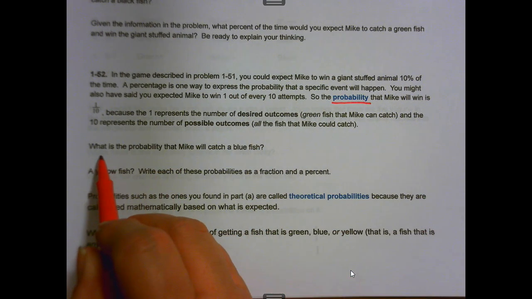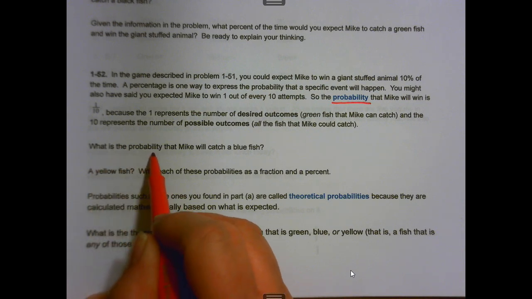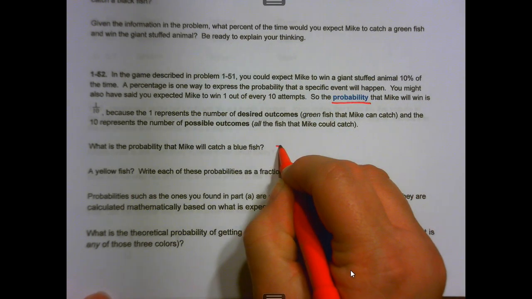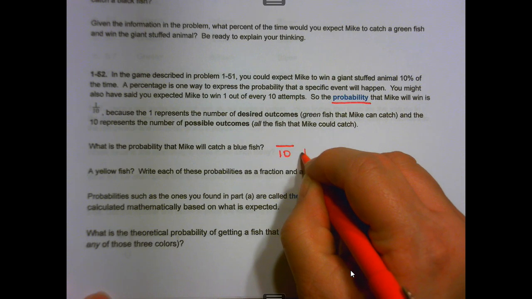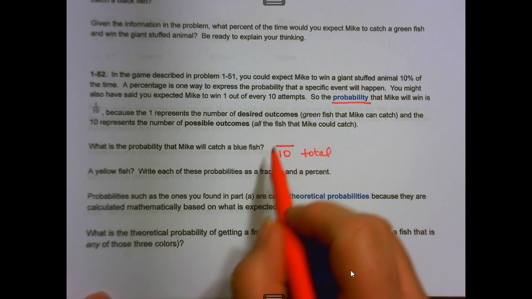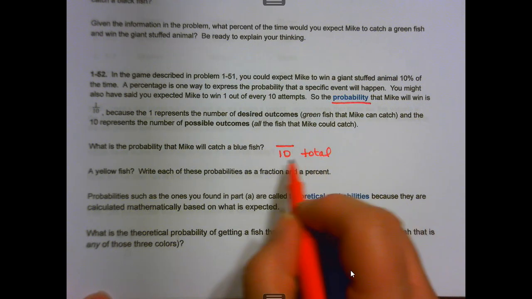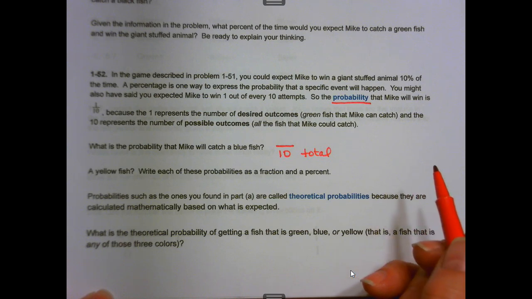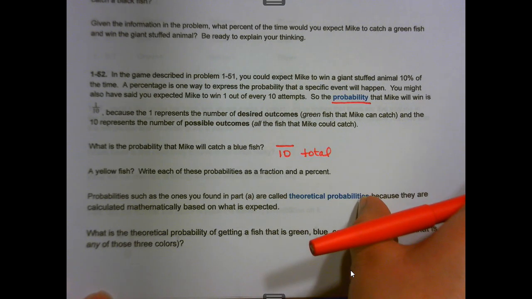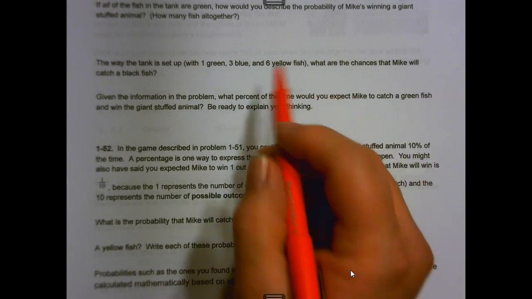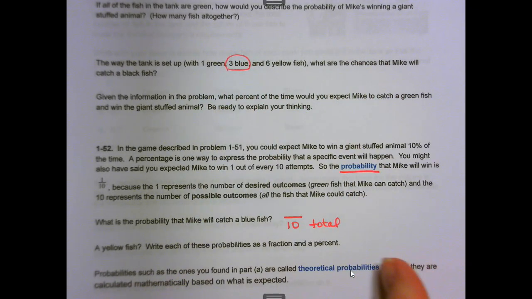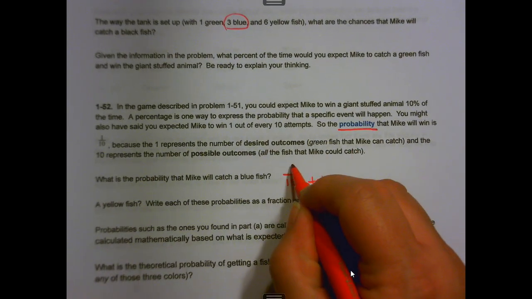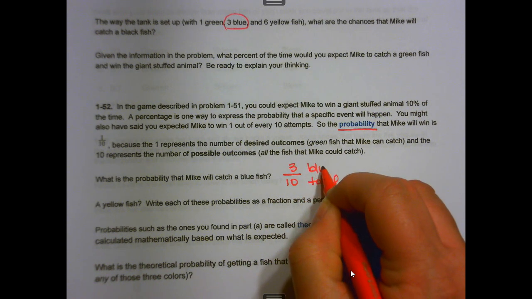Now we're going to take a look and see what is the probability that Mike will catch a blue fish. Well, we haven't changed the fish tank, so we know that the total number of fish is 10. I'm going to go ahead and write that in the denominator location of our fraction, and I'm labeling that total. And when I go back up into the problem above, it shows me right in the middle of our page that the number of fish that are blue in the tank is 3. So we've got 3 blue fish.